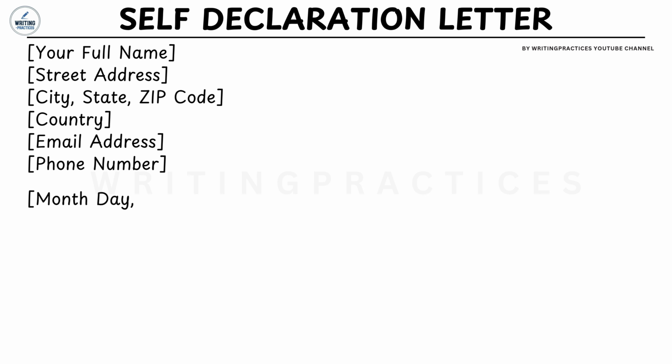Date. After your contact information, write the date. For example, June 2nd, 2026. The date establishes when the declaration was formally made, which can be important for legal records, administrative timelines, application deadlines, or official reviews.